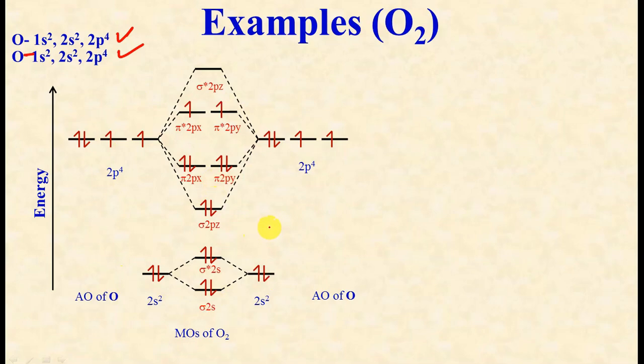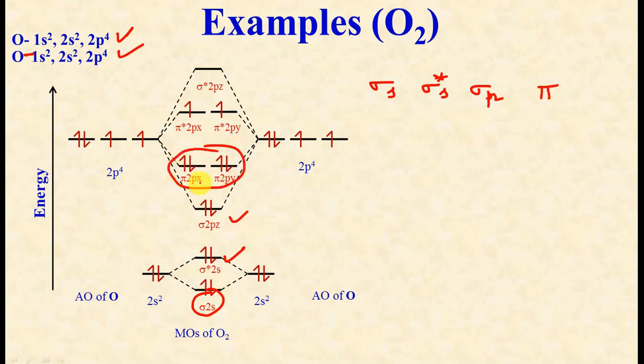Now I am just writing the electronic configuration. First of all, we have this sigma bonding molecular orbital corresponding to sigma 2s. Then we have sigma anti-bonding molecular orbital corresponding to sigma star 2s. Then I have sigma 2pz orbital. These were for s, and this is for the pz orbital. Then we have a pi set of orbitals which has a total of 4 electrons, involving pi 2px and pi 2py, and after that I have pi anti-bonding molecular orbitals.